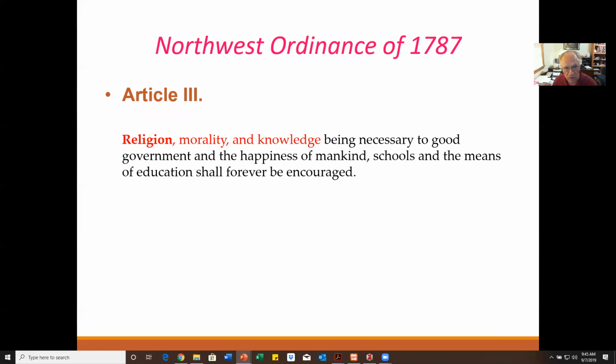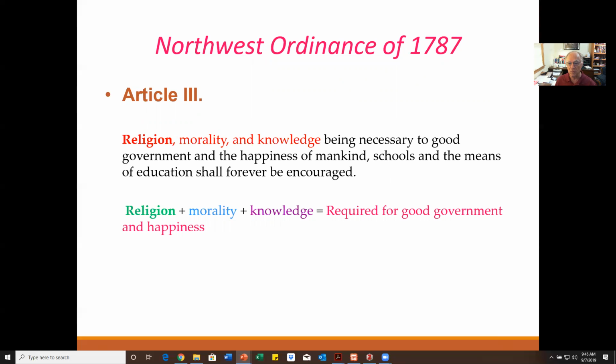I'm going to warn you, I want you to memorize that. So if I ever ask you on a quiz or a test, you'll be able to write that in. Religion, morality, and knowledge. Being necessary to good government. These 3 aspects, religion, morality, and knowledge, the founders saw were necessary for good government and the happiness of mankind. And for those purposes, schools and education are forever encouraged. So they're tying religion and morality and knowledge together with happiness and with good government.